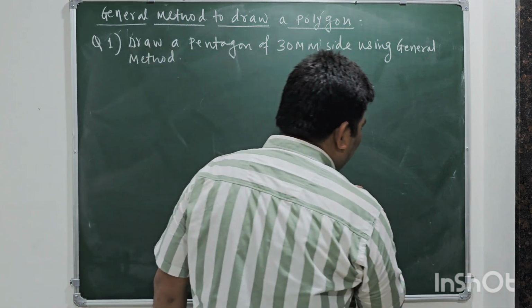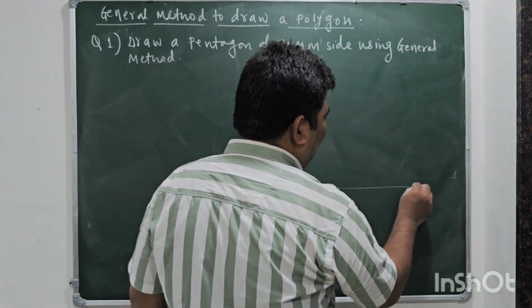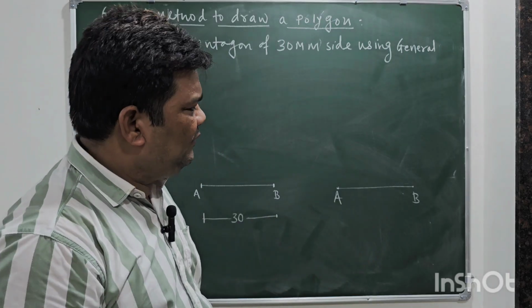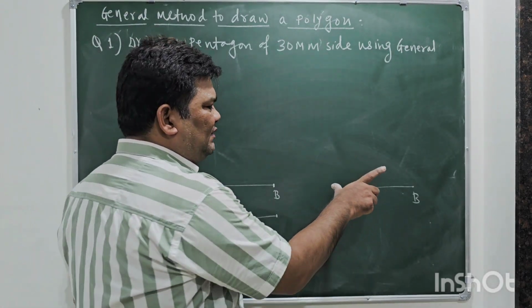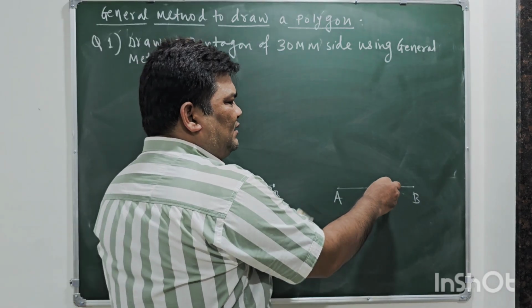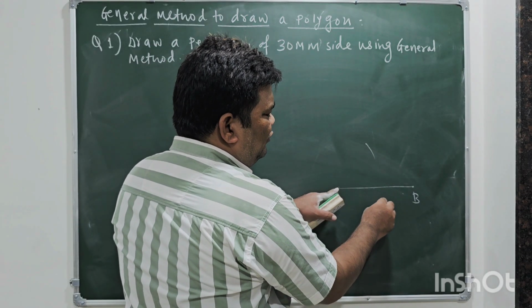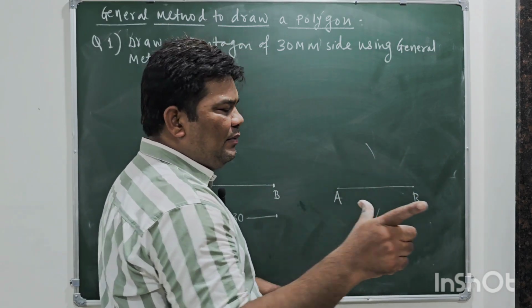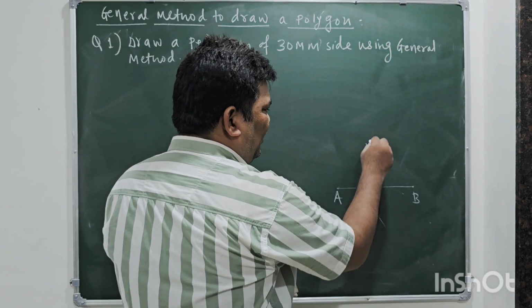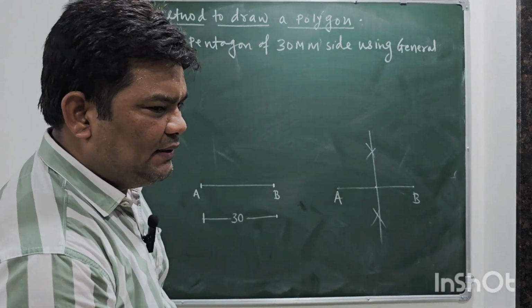How to bisect the line AB? See the process. This is a line drawn of any length and you have to bisect it. Take more than half of the distance of this line in a compass. Half is somewhere here, more than half will be here. From point A draw an arc up and down, with the same distance in the compass, and from point B draw an arc. Between these 2 points draw a line and you can see the line is bisected.